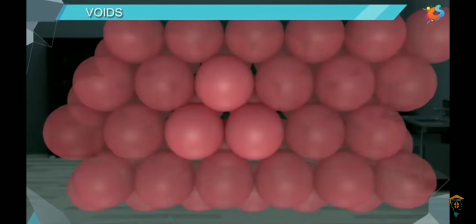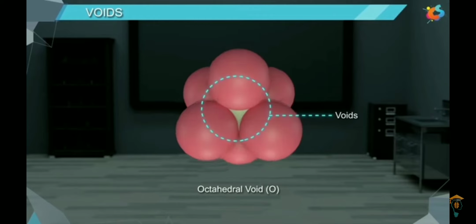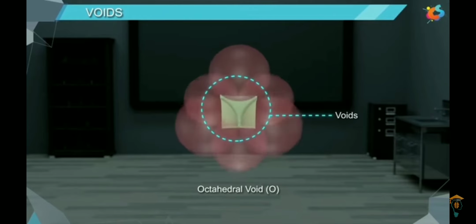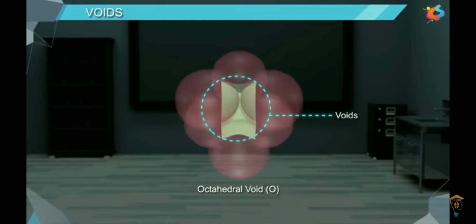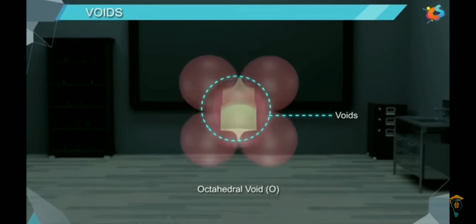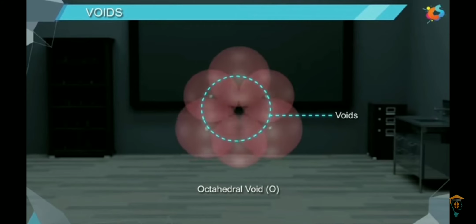While at other places, we will notice that the triangular voids of the first layer coincide with the triangular voids of the second layer, such that their triangular shapes do not overlap. At such places, another type of void is formed. This type of void is known as octahedral void, O, since an octahedron is formed by joining the centers of the 6 surrounding spheres.